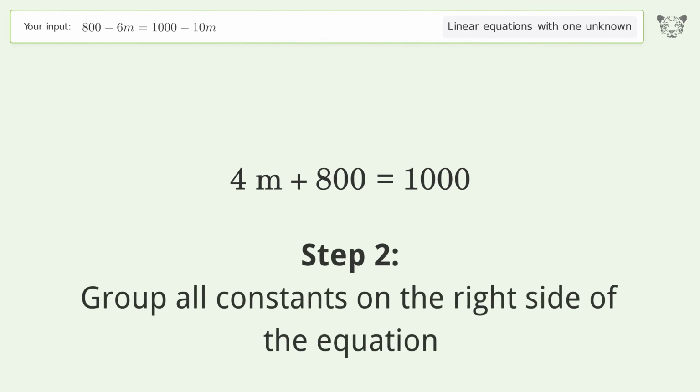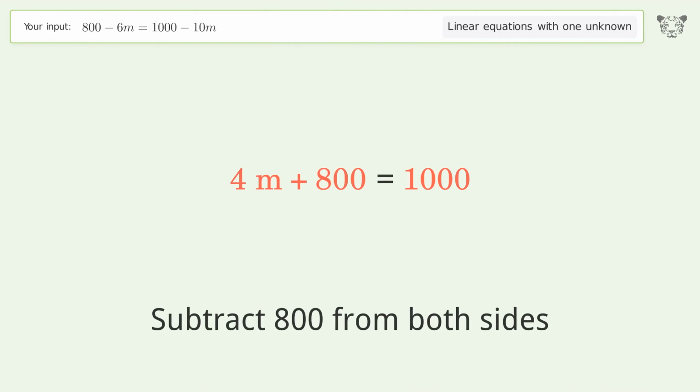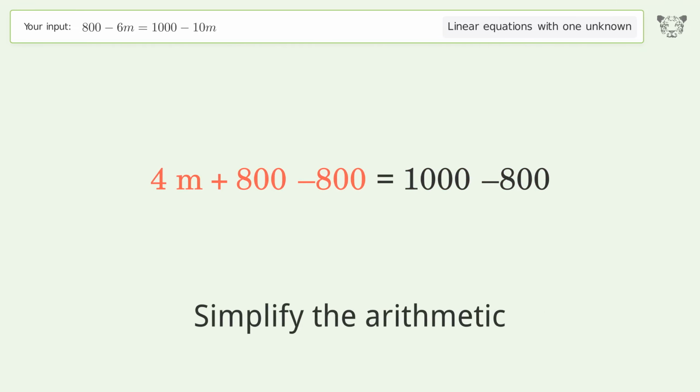Group all constants on the right side of the equation. Subtract 800 from both sides. Simplify the arithmetic.